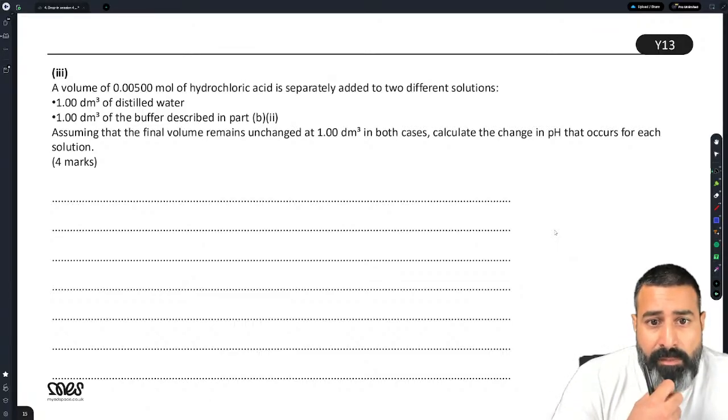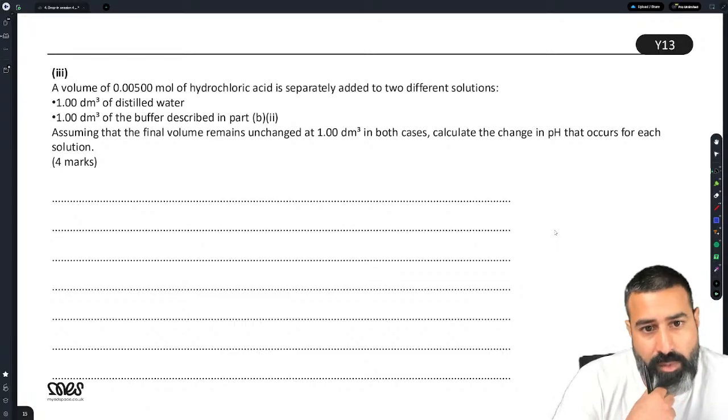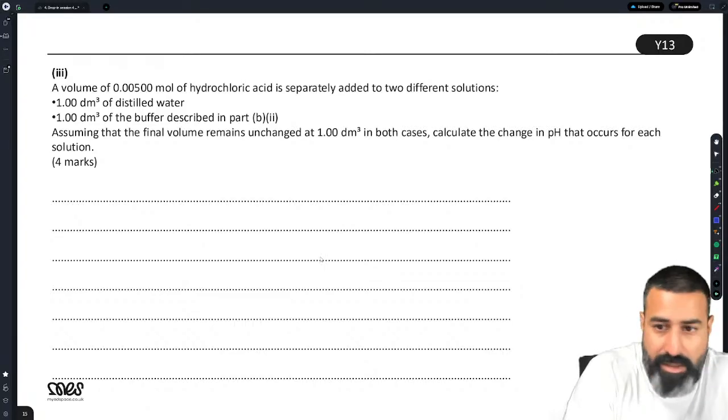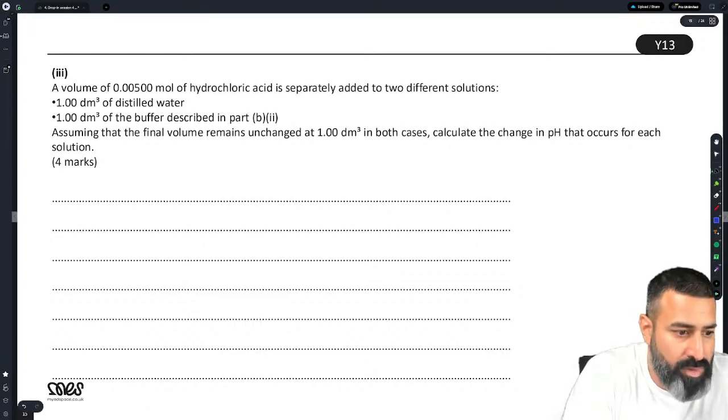So I've got some volume of HCl, which is separately added to 2 different solutions: 1 decimeter cubed of distilled water and 1 decimeter cubed of the buffer described in part B. Okay, cool. So where do we go?